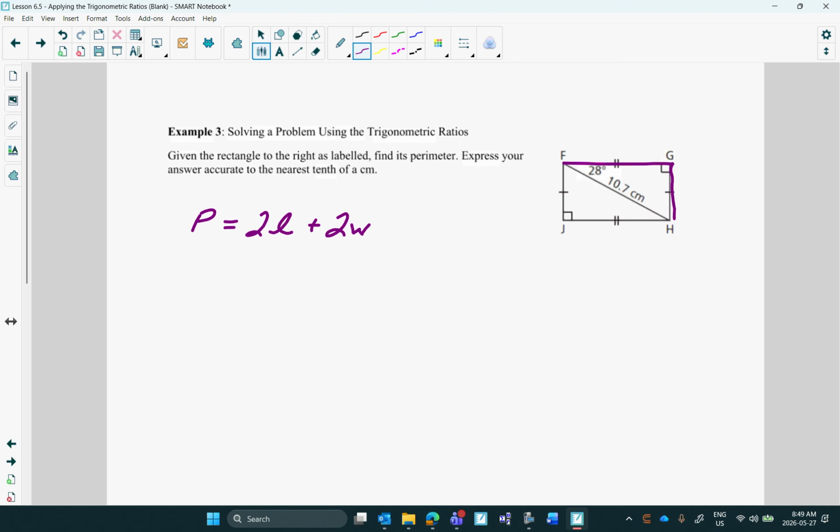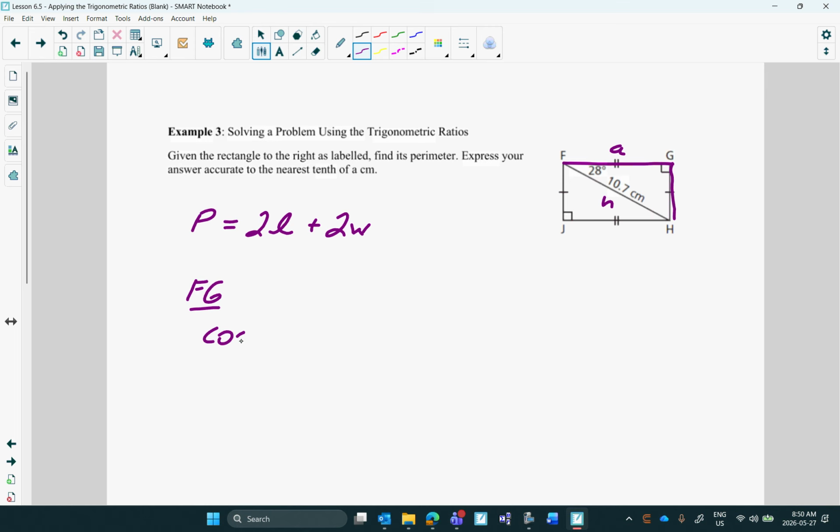So let's find FG. What kind of math do you want to use? Trig. Because look at this right triangle here. Don't look at the whole rectangle. Notice the right triangle. So if I want to find FG, what's the name of side FG? Opposite, adjacent, or hypotenuse, looking at this. Adjacent. 10.7 is hypotenuse. So that means cos.